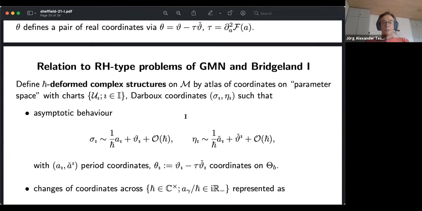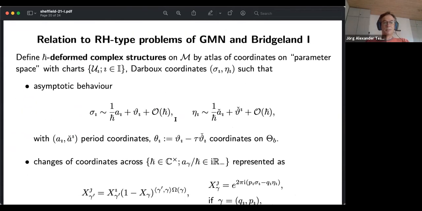All right, and then with this we can formulate a Riemann-Hilbert type problem, which is very similar to the one Andy has been discussing. So we can look for Darboux coordinates, using here our notation that will be called sigma_i, eta_i, where i refers to some charts that we can use to cover our parameter space. And one of the key points is that the coordinates A and A check describe the divergent part in the asymptotic behavior when we send h bar to 0.